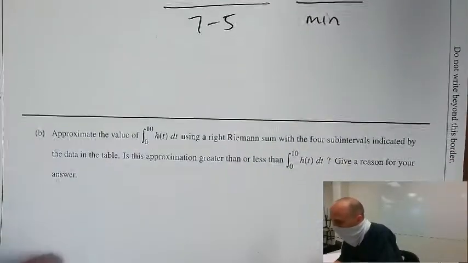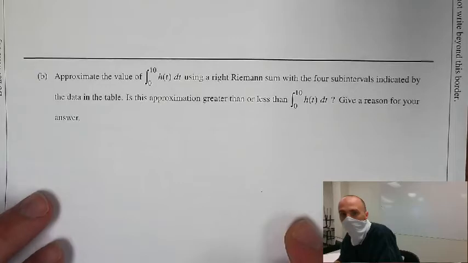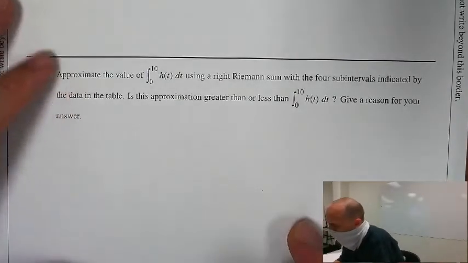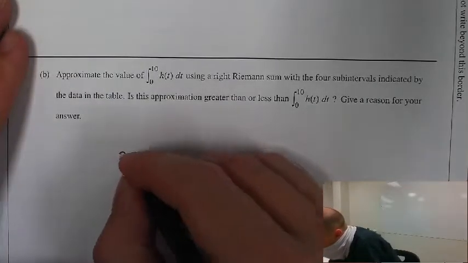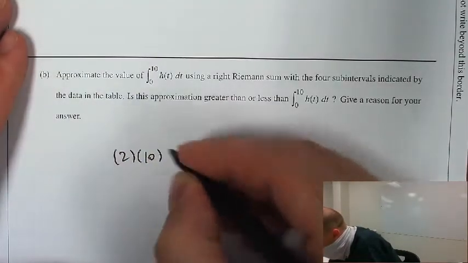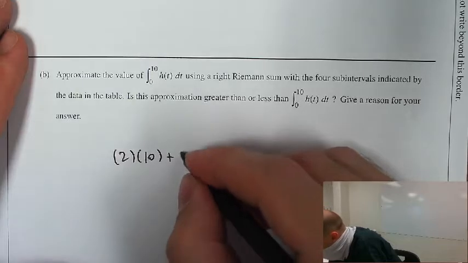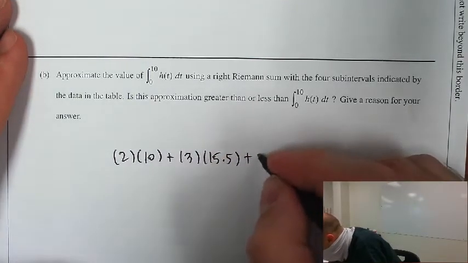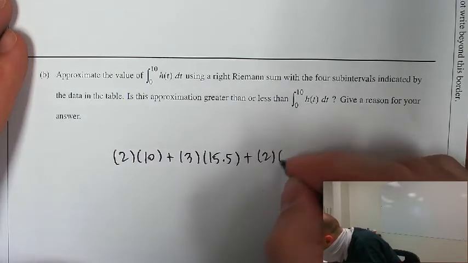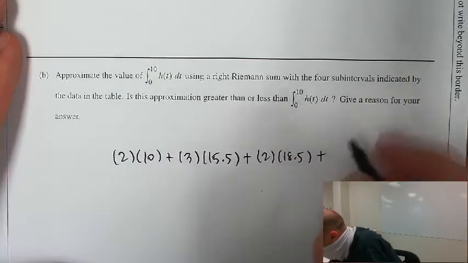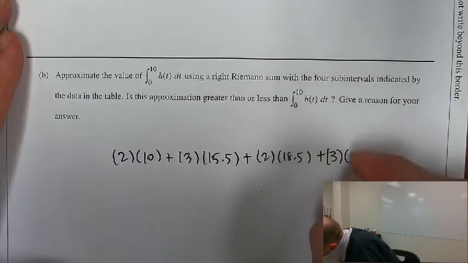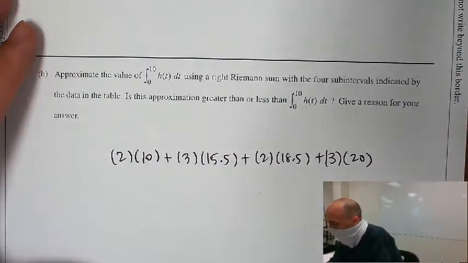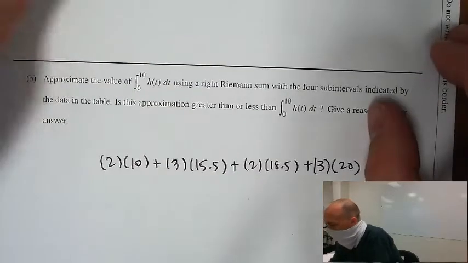All right. Approximate the value of the integral from 0 to 10 of h of t dt using a right Riemann sum with 4 subintervals. Okay. So the width is 2, right endpoint of that interval is 10.0. Plus width is 3, right endpoint is 15.5, width is 2 from 5 to 7, right endpoint is 18.5, and width is 3, right endpoint is 20.0. Okay? That's my approximation.